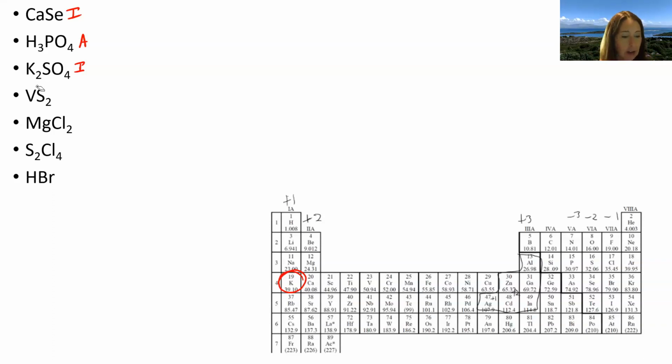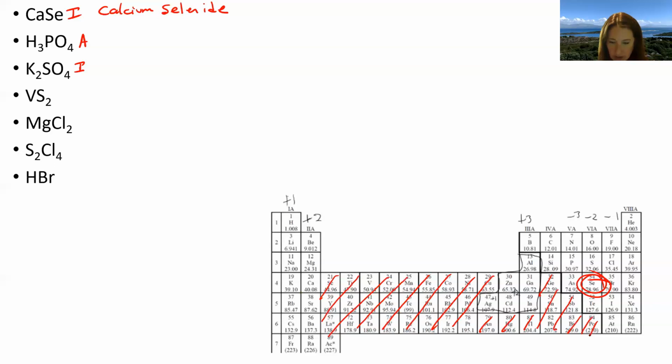Okay, so let's do the first one. Calcium and Se, definitely ionic. So calcium, selenium, this one's a little hard. Selenide, because it's from the periodic table. Calcium does not need Roman numerals. Again, I'm going to shade the ones that need Roman numerals so you can see. All of these need Roman numerals, nothing else does. So I'm done. It's just calcium selenide, I don't have to do anything else.